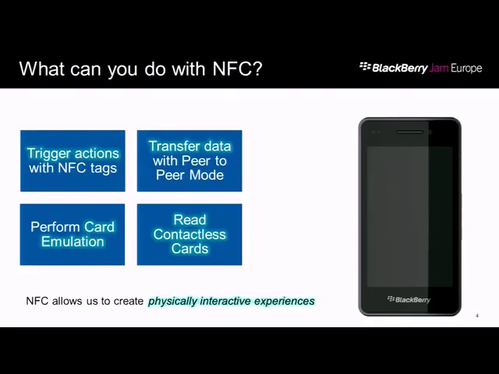So I can go from device to device using peer-to-peer mode. We can perform something called card emulation. Card emulation's a bit tricky to explain, but essentially, we can use our BlackBerry 10 smartphone in place of a smart card. And smart cards are everywhere in society these days. Outside the United States, at the very least, credit cards are smart cards. The ID card I used to get in the building at work, it's a smart card.